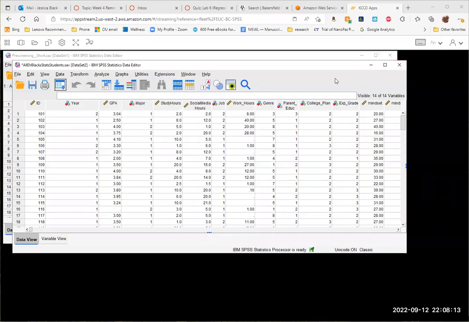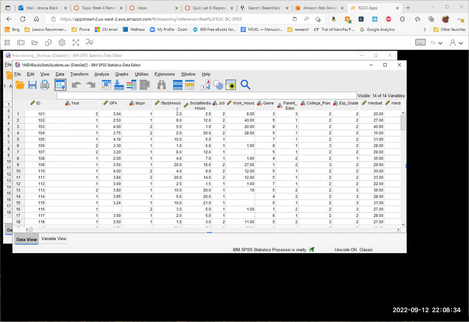Okay, now I'm going to show you how to do an independent samples t-test using our class data set. If you recall, we saw just by looking at a bar chart that it looked like people with a job spent more time studying than people without a job. But at that time, we didn't know how to test that. So now we're going to test it.